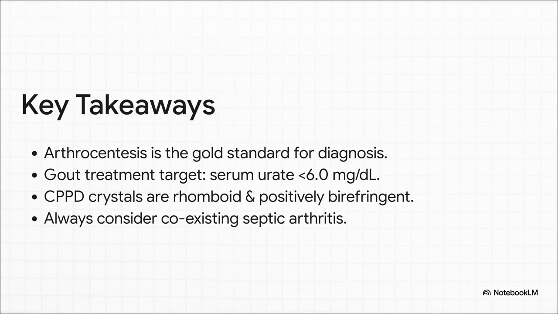So let's just hammer home these key practice points one last time. First, if you've got a hot, swollen joint, you really should be thinking about tapping it. Second, managing gout is a marathon, not a sprint. It's all about getting that urate level less than 6. Third, know your crystal shapes and colors. And finally, and this is so important, never forget that a patient can have both an infection and a crystal flare in the same joint at the same time.